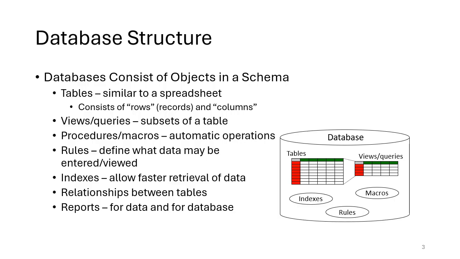Now, there are other things we have. We can have procedures or macros. These are automatic operations. So for example, you might want to clear up the database and delete anything that's older than a month every day. So that might be a procedure or a macro that queries the database and deletes data that's older than 30 days. And you could run that procedure or macro every day, and that would stop the database from getting too full of data. There might be other procedures and macros you could do as well.